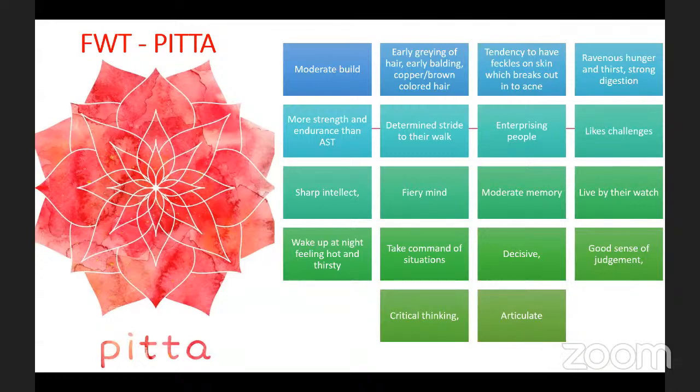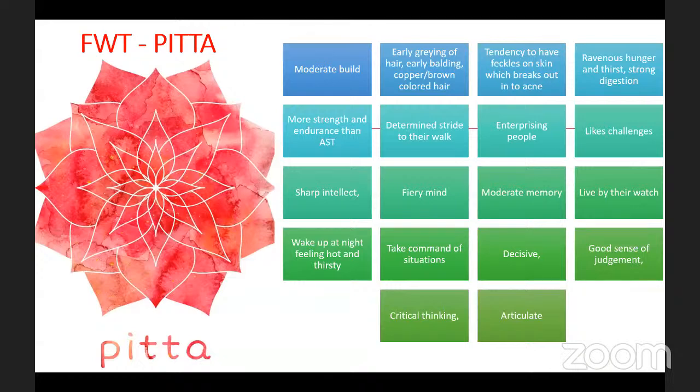They're enterprising people. They like challenges. They have sharp intellect. The fire in the brain, they have the fiery mind. So they have wonderful thinking power. Memory is moderate. It's not like the Vata people where they grasp things very fast and forget things very fast. They live by their watch. They want to do everything in a planned way. They don't want to do anything randomly. They don't want to go with the flow. They want to plan and time everything perfectly.